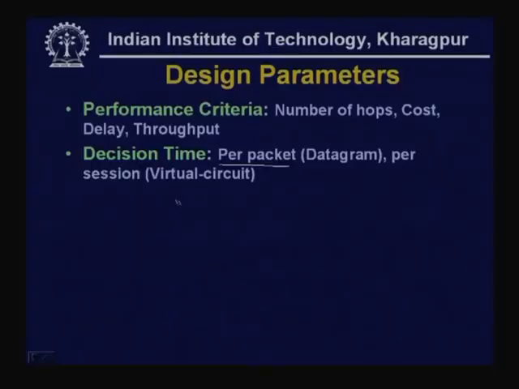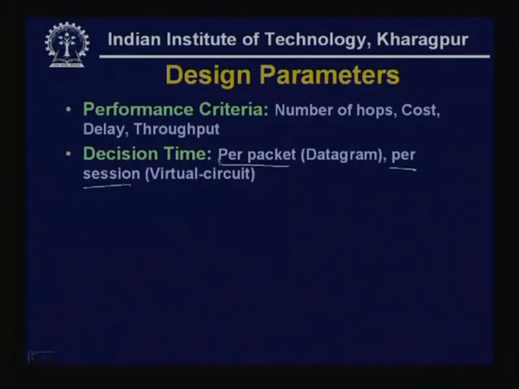On the other hand, it can be per session basis. For example, in virtual circuit network, as you know, for a particular session a virtual circuit is established and all the packets for that session or during that session are sent through the same route or path. So, decision time is important whether it is per packet basis or per session basis, and accordingly you have to use a datagram type packet switching or you have to use virtual circuit packet switching.